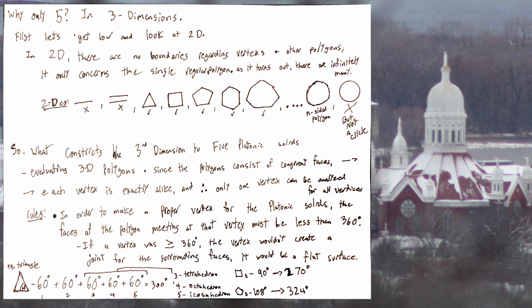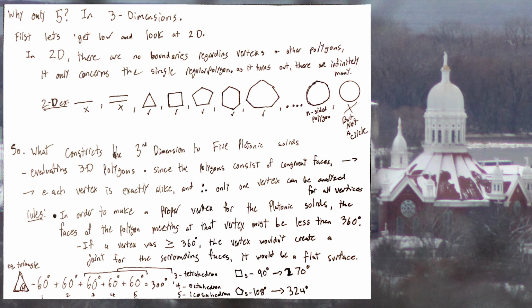So what constricts the 3rd dimension to 5 Platonic solids? Well, if we evaluate 3D polygons, since the polygons consist of congruent faces, each vertex is exactly alike, and therefore we only have to look at one single vertex in these 3-dimensional polygons, and we can apply that same vertex to literally every one, because if it's a regular, Platonic solid, each vertex situation is the same as every other one. So what are the rules for that?